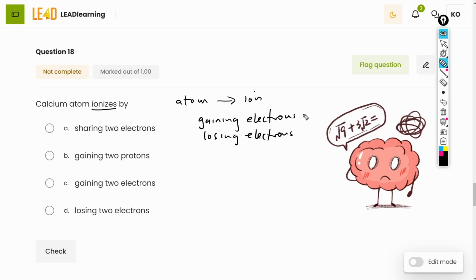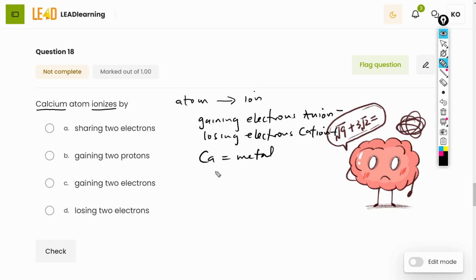So when it gains electrons, it becomes a negatively charged ion called an anion, because it has more electrons now than protons. Then when it loses electrons, it becomes a positively charged ion called a cation, because it has more protons now than electrons. Now, to answer for calcium, we need to ask ourselves the question, what kind of element is calcium? Calcium is a metal.